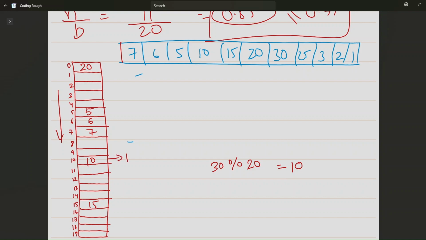Now 25 modulus 20, what will it become? 5. Okay. So 25 will be stored over here. Similarly, where will 3 be stored? 3 modulus 20 will be 3. So 3 will be stored over here. Similarly, 2 will be stored over here and 1 will be stored here.